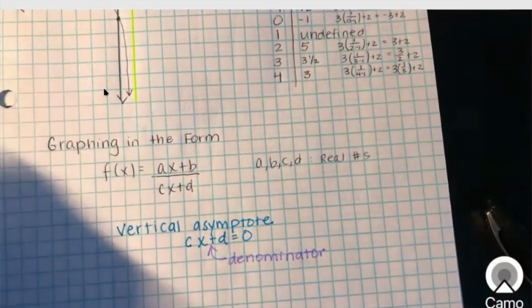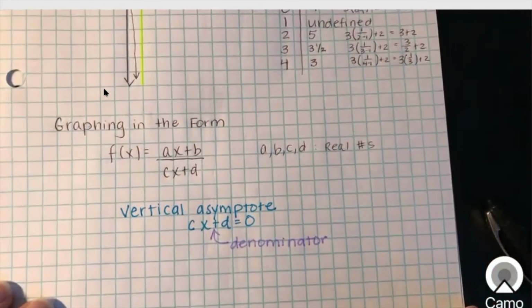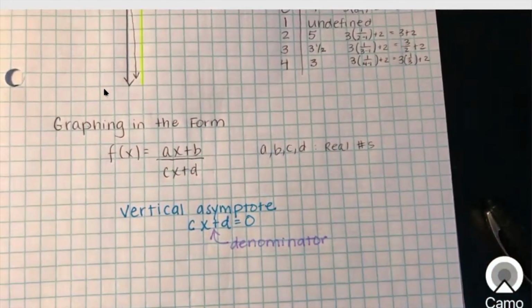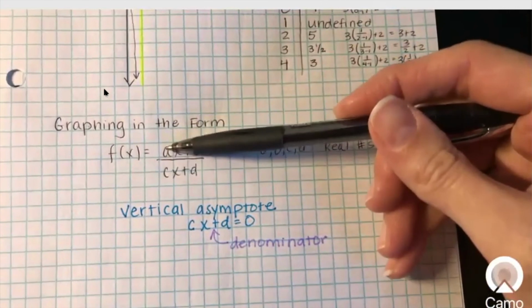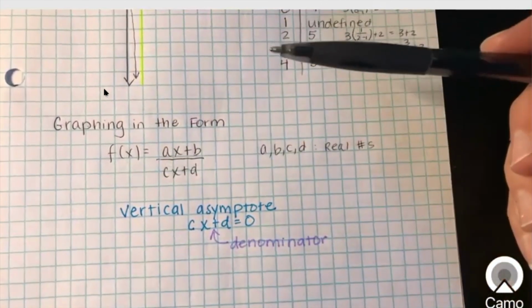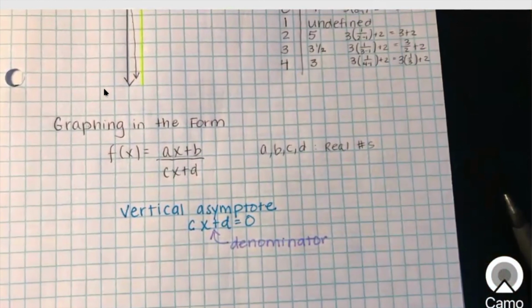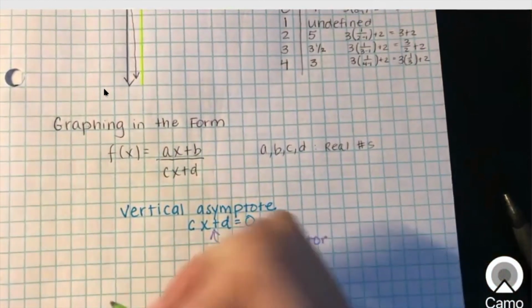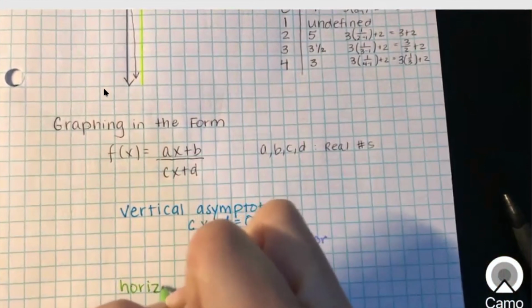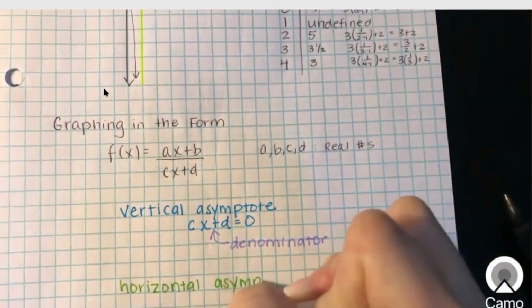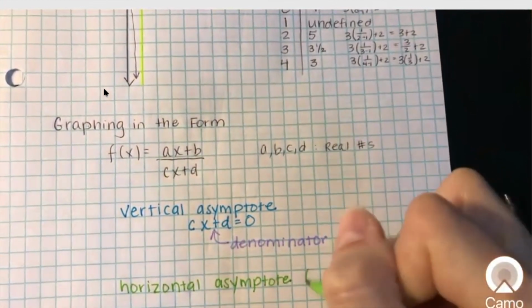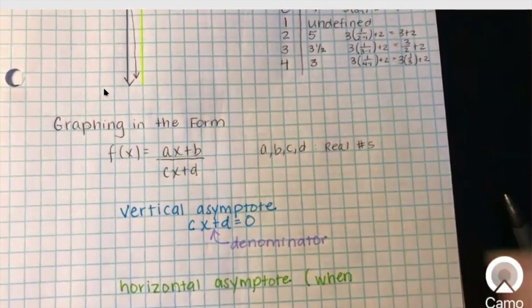That's the same thing. Set your denominator equal to 0. But to find our horizontal asymptote, when our degree is the same in the numerator and the denominator, we're going to just divide these values, and that will be our horizontal asymptote. We'll talk about what will happen if our degree is not the same, but today, your practice will just include functions where the degree is the same.